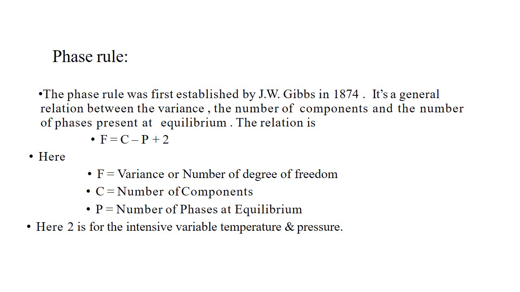So its formula is F is equal to C minus P plus 2, or some books show the phase rule formula like this: F plus P is equal to C plus 2. Both are the same thing. F shows the variance, C shows the number of components, and P shows the number of phases at equilibrium. Here 2 is for the intensive variables, which are temperature and pressure.